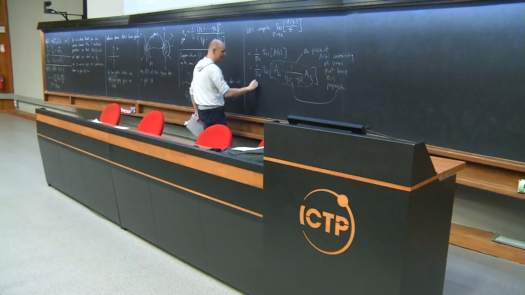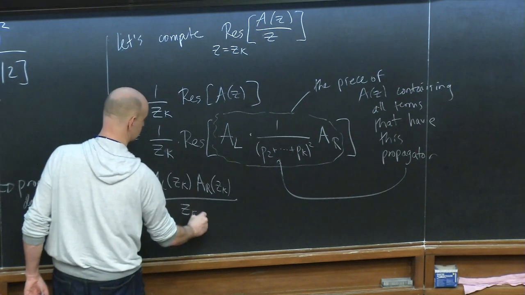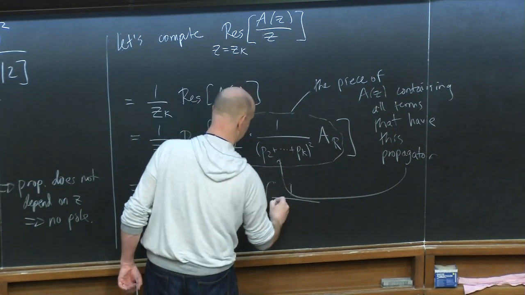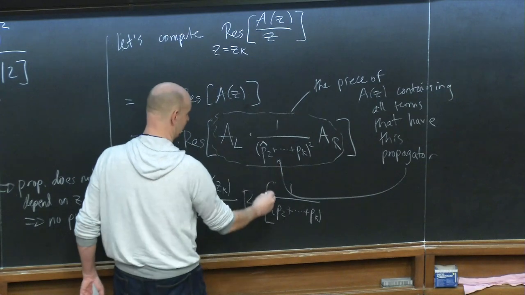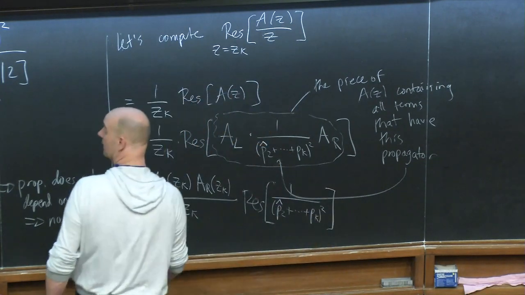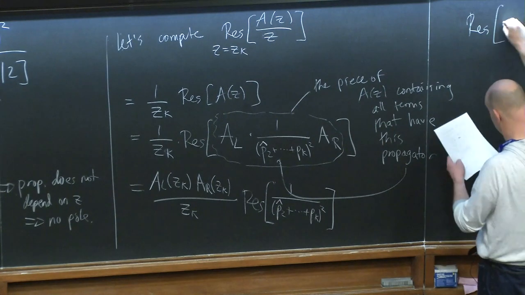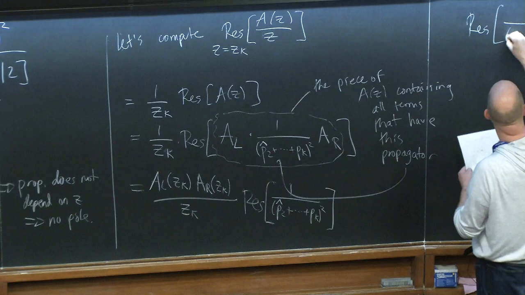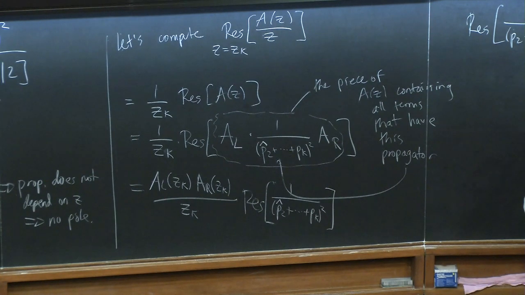But those things are non-singular, so I can also pull them out of the residue. The only thing that's, I guess there should be a hat here, because I want to have a z dependence, obviously. Okay, so we have the residue of this thing: (p2 plus p_k) squared minus 2z lambda 1 (p2 plus p_k) lambda 2 tilde. We had this formula last time.